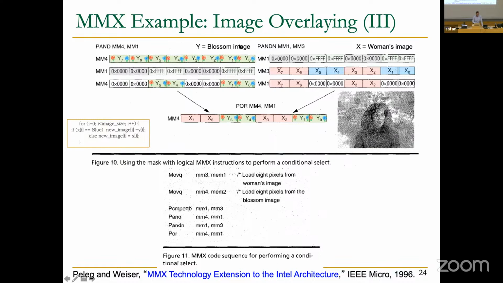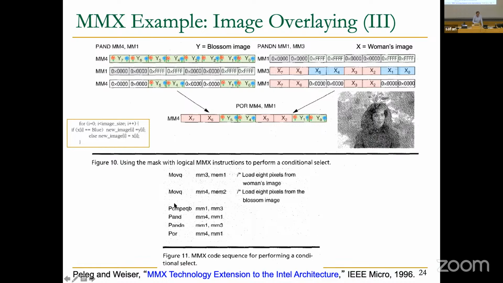And hopefully, because of the way we have constructed the program, in the final 8 pixels of the image, you have the blossom image in places that were blue in the original image, and you have the original image in places that were not blue in the original image. That's the idea, okay? So you can do this essentially with this instruction sequence. These are loading 8 pixels from the original image and then the blossom image into 2 registers.